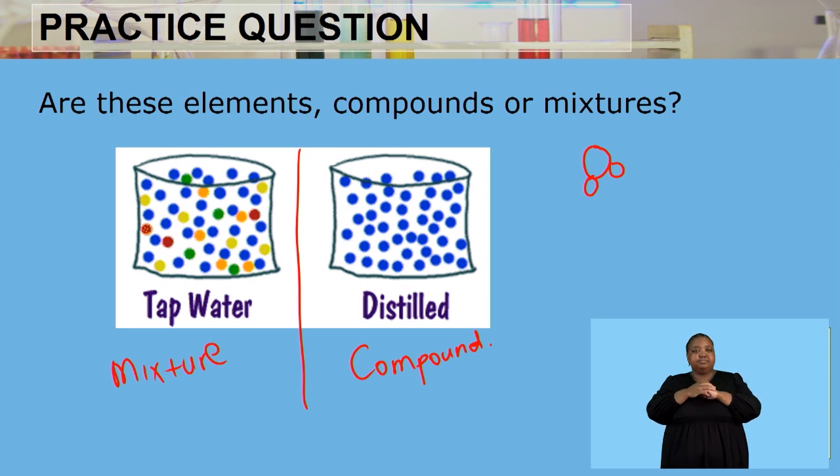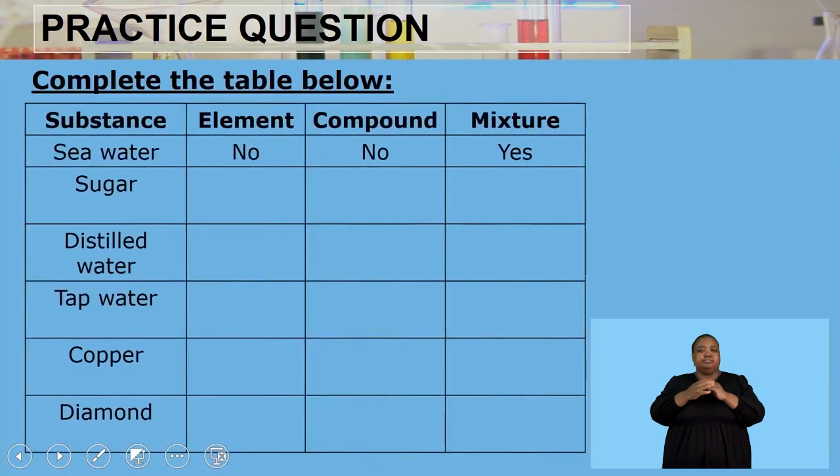Now, moving right along. With what we know, let's see whether we can complete this table. We are given an example there that seawater is not an element. It's also not a compound, but is a mixture. So seawater is a mixture of different things, and those things are not chemically bonded. So it becomes a mixture.